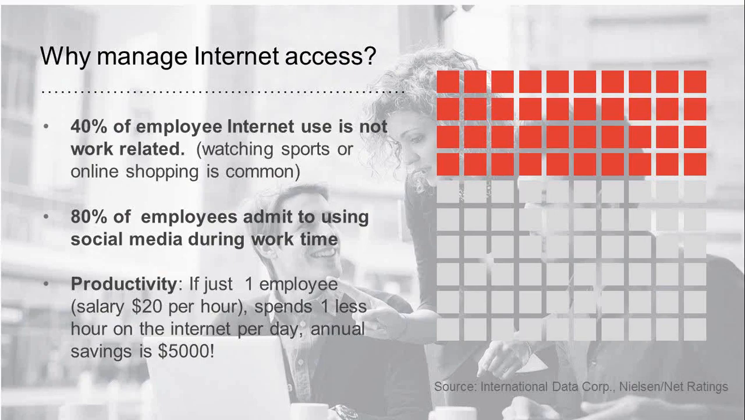Here are some interesting stats. 40% of employees' internet use is not work-related. Watching sports or online shopping is common. 80% of employees admit to using social media at work at some point. Productivity is affected greatly. If one employee abuses it for 1 hour a day, the cost is $5,000 a year. These are compelling reasons to use internet management software.